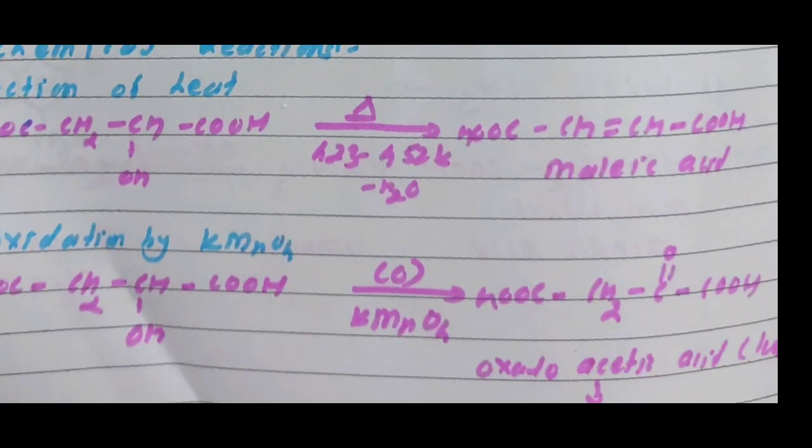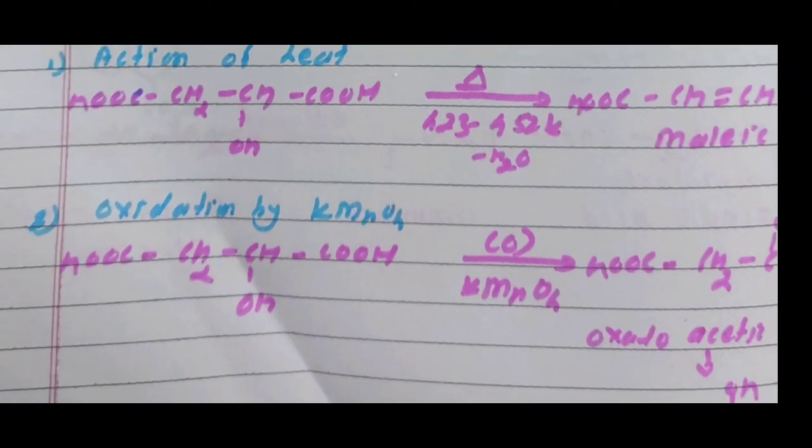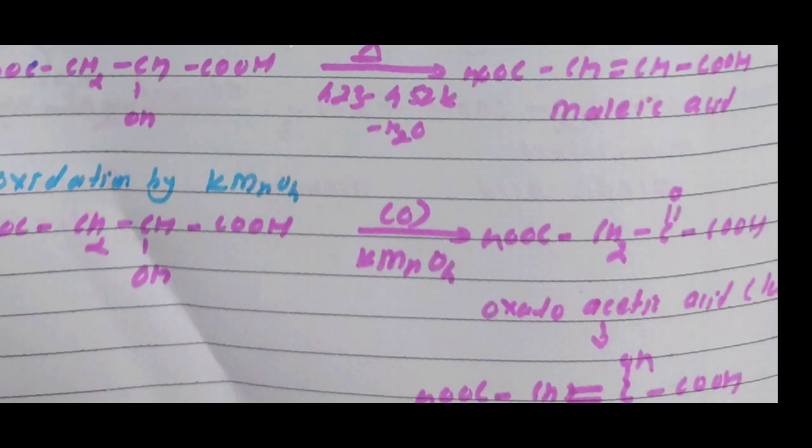Then the second chemical reaction, oxidation by KMnO4. Here malic acid, COOH, CH2, CHOH, COOH, undergoes oxidation. KMnO4 is the oxidizing agent, converting it to COOH, CH2, CO, COOH, that is oxaloacetic acid. Here a C=O group is present, therefore oxaloacetic acid is the ketonic form, or it is called the keto form.